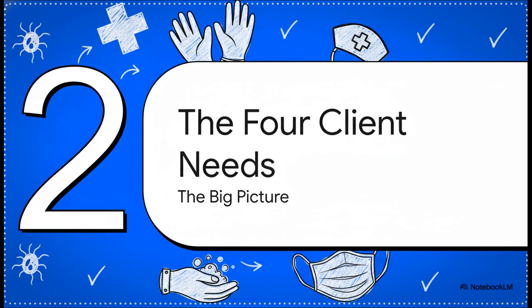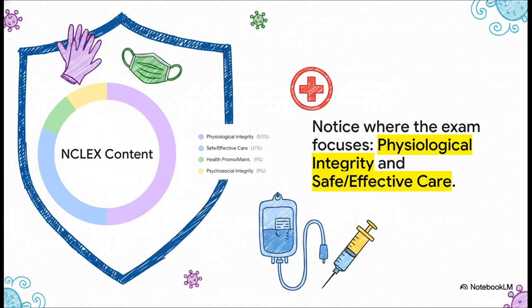So let's start with the big picture. The NCLEX organizes every single question into 4 major categories called client needs. Think of this as the highest level of our map. Getting a handle on these 4 areas is just fundamental to knowing where to focus all that energy. Now, what's really interesting here is how this chart just shows you the exam's priorities. You can see physiological integrity is a huge 50% chunk, but look at that next biggest piece, safe and effective care environment, at 31%.